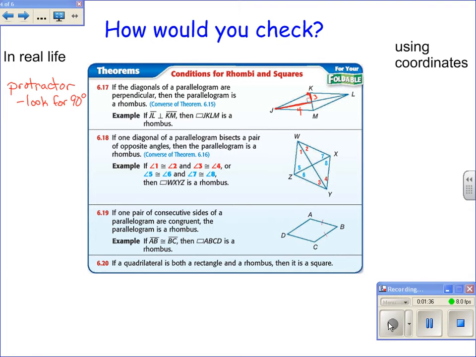I would be checking for what we call a Pythagorean triple. The hypotenuse should be 5. So I would use a tape measure and look for a Pythagorean triple. The Pythagorean triple is just 3 numbers that work in the formula a squared plus b squared equals c squared.